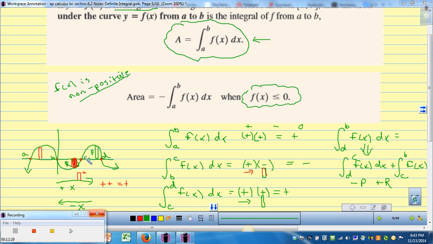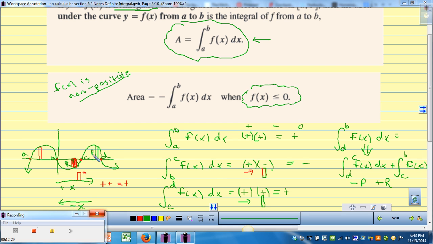I've labeled the area under the curve from D to C, I've labeled the value of that area, we'll call it P, and the value of this area here we would call R. So we could break this integral up into two parts. The integral from D to C of f of x dx, which would go from here to here, and then add to that the integral from C to B of f of x dx, which would go from here to here. So now I'm going in the negative x direction from D to C.